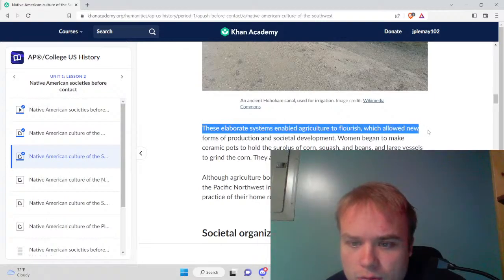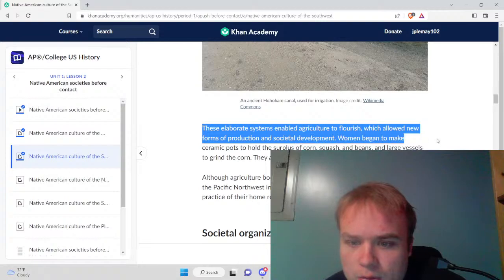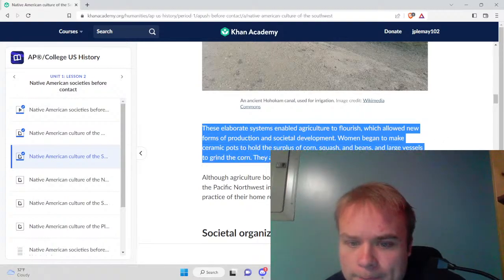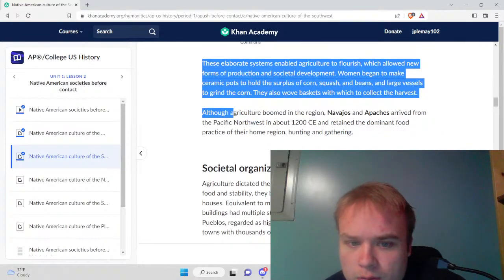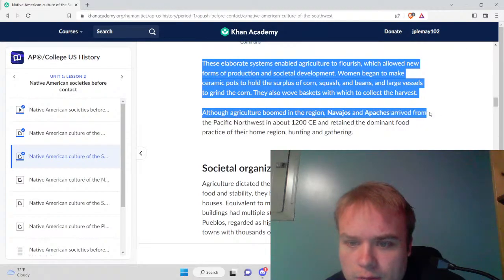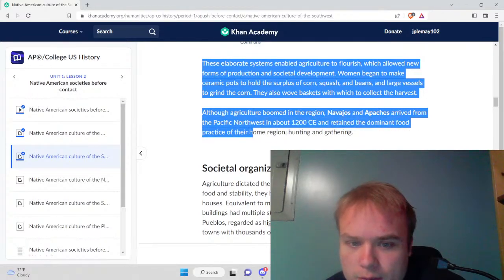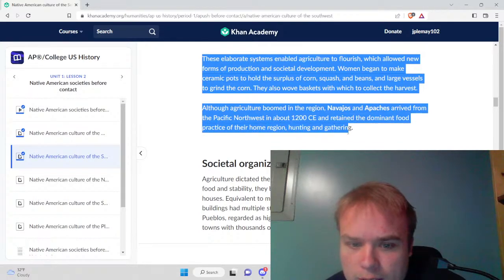These elaborate systems enabled agriculture to flourish, which allowed new forms of production and societal development. Women began to make ceramic pots to hold surpluses of corn, squash, and beans, and large vessels to grind corn. They also built baskets with which to collect the harvest. While agriculture boomed in the region, Navajos and Apaches arrived from the Pacific Northwest in 1200 CE and retained the dominant food practice of their home region, hunting and gathering.